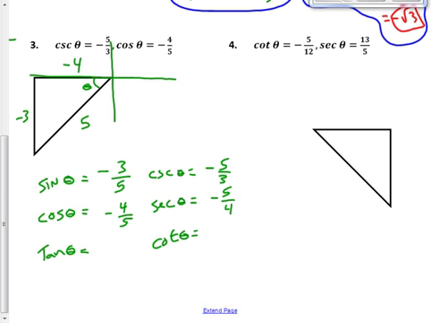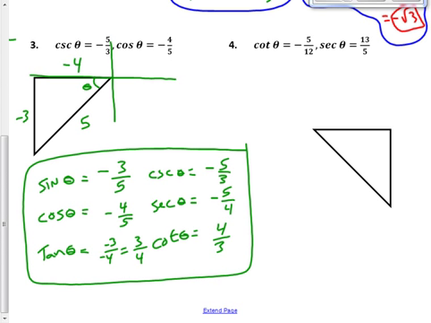Again, ultimately, I can just do sine over cosine to find the tangent, or the tangent is opposite over adjacent, so I get negative 3 over negative 4, which gives me just 3 over 4, and then the cotangent is 4 over 3. All of that stuff kind of fell into place just by the information that they gave us, and using some of the inverse trig functions that happen from that. Okay, and so this is my 6 trig functions for number 3.